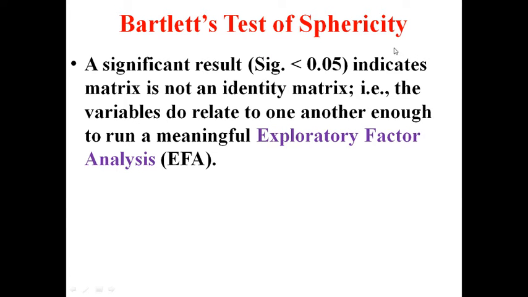Then the second, as discussed, is the Bartlett test of sphericity. A significant result, that is, a significance value less than 0.05, indicates that the matrix is not an identity matrix, that is, the variables do relate to one another enough to run a meaningful exploratory factor analysis. If our value is less than 0.05, then we can run exploratory factor analysis.